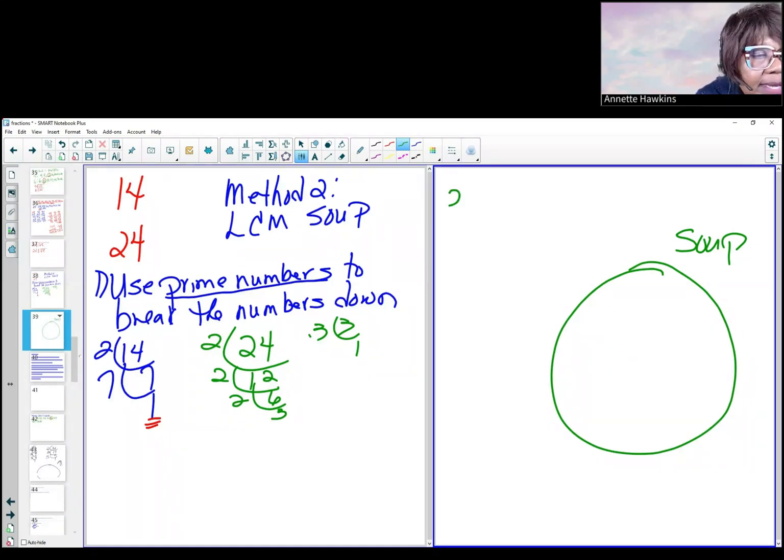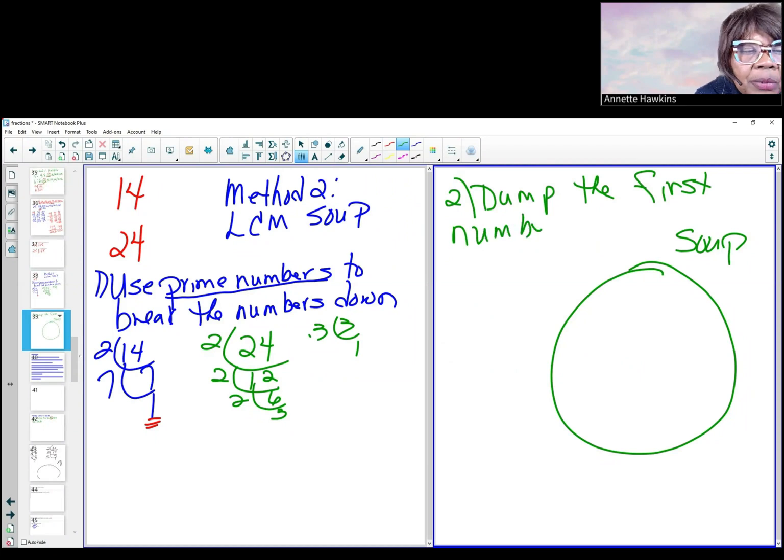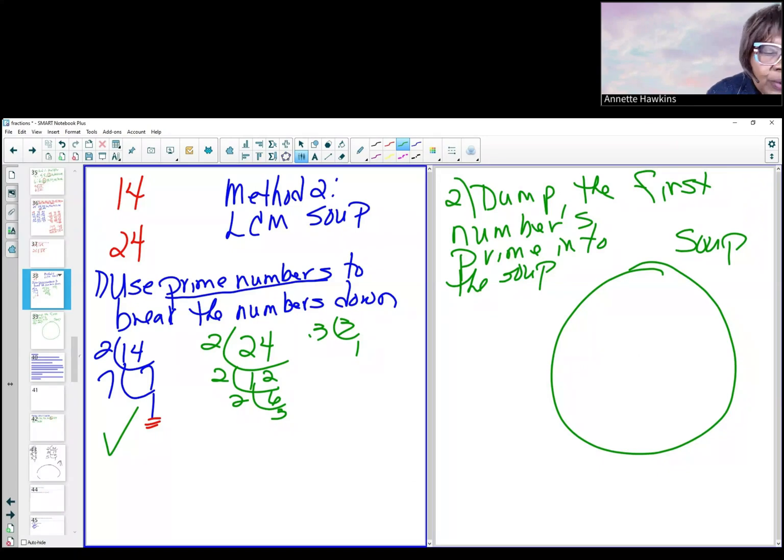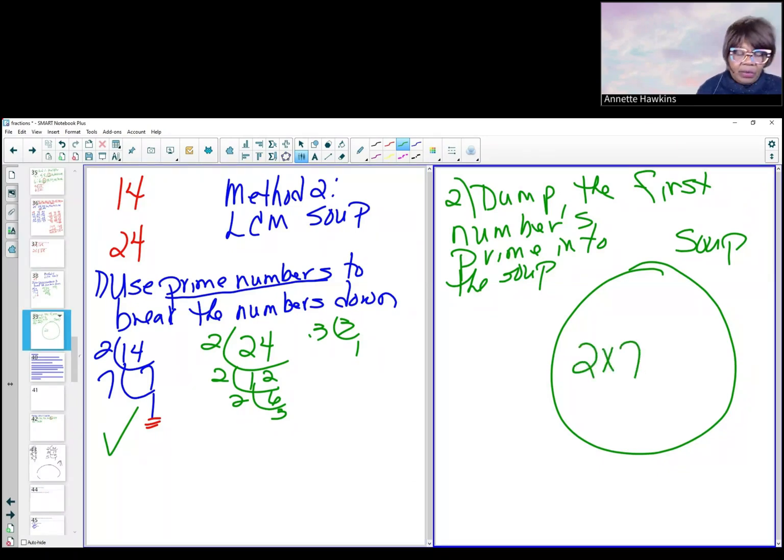Okay. Second thing, dump the first number's primes into the soup. All right, this is my first number. The primes are 2 and 7. Let me stop so that you can see that. So you dump the first number's primes into the soup. Okay. All right. What do you do next?